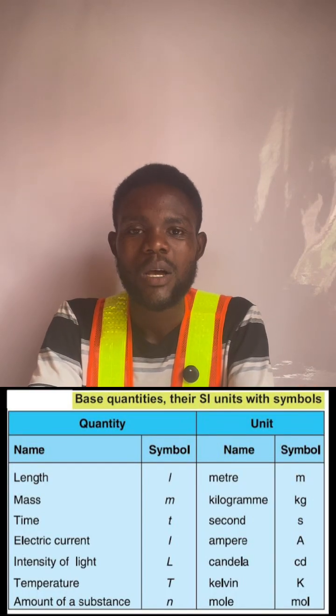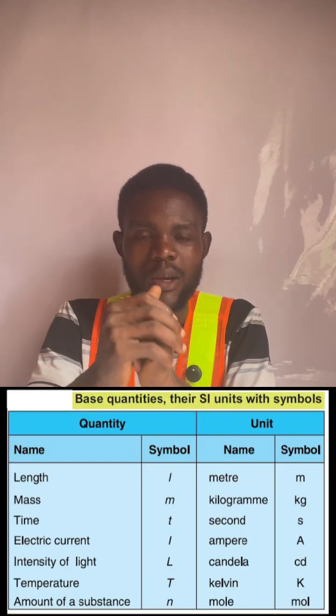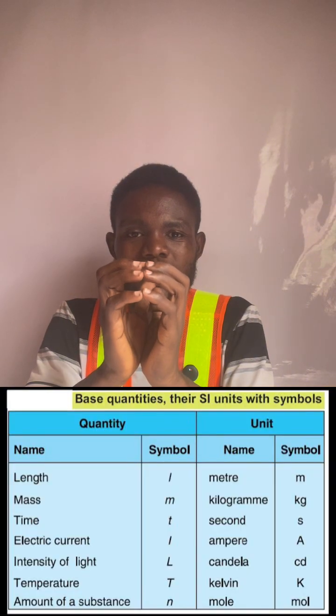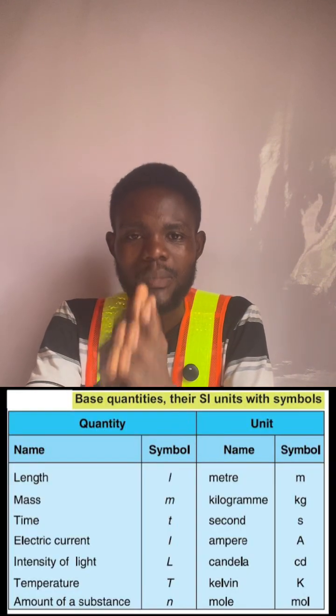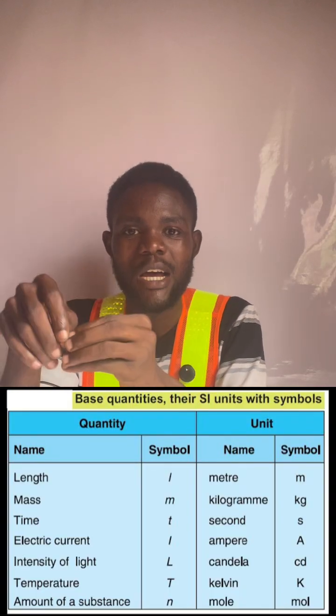For the SI unit, I will talk about base quantities. We have base quantities and we have derived quantities. A base quantity is a quantity that depends on its own, and other quantities depend on it. Examples of base quantities are mass, length, temperature and amount of substance. There are seven of them, and each base quantity has its SI unit.